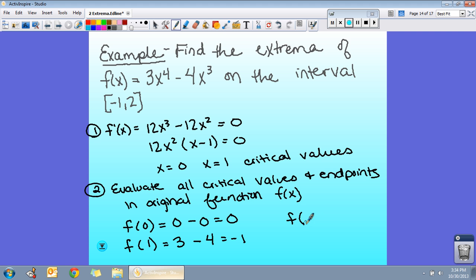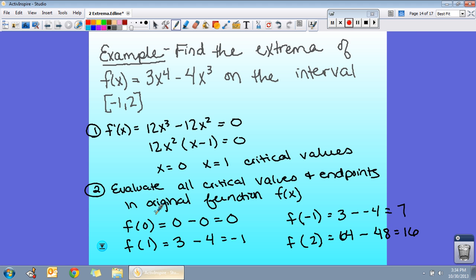And then we're going to plug in the two endpoints. -1, so 3 minus -4 is 7. And then plug in the other endpoint. And I'm going to get, let's see, 64 minus 32. Nope, 48. Which is 16.